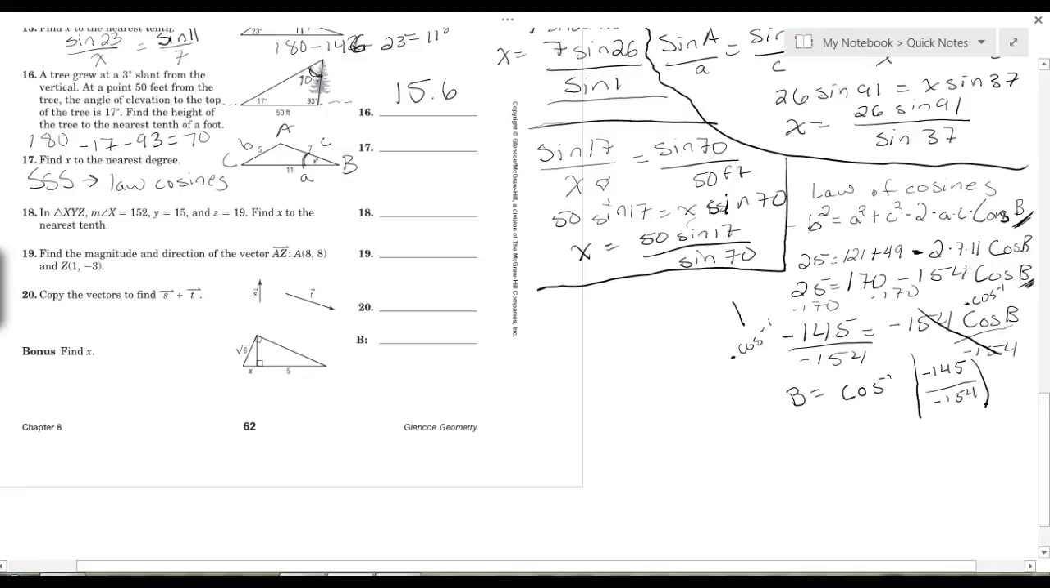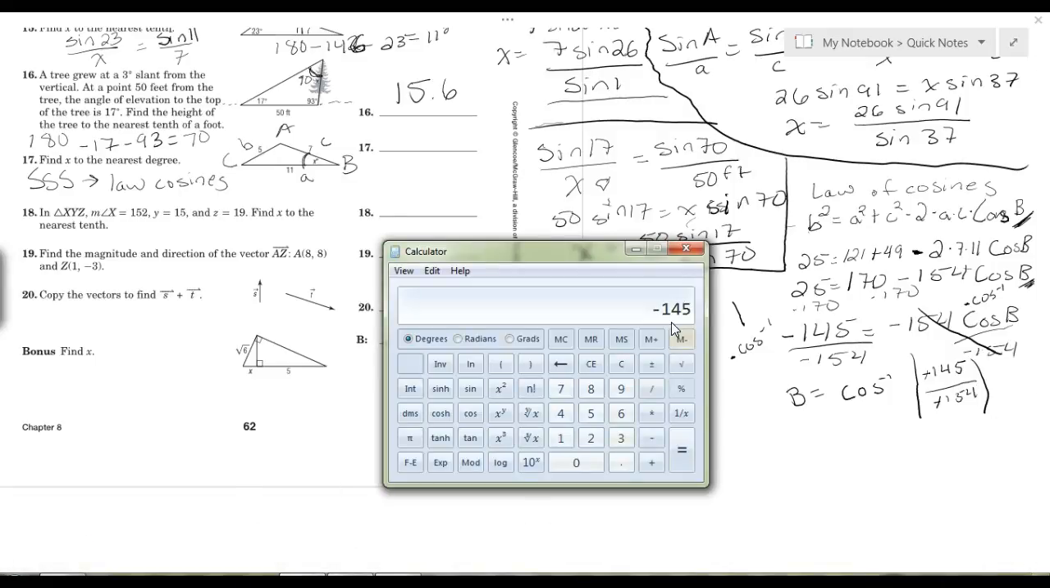I'll just put that into my calculator. I'm going to go ahead and cross out my negative signs because I know they're going to cancel out. So in my calculator, I have 145 divided by 154 equals, and then I'm going to do the inverse cosine. So I get 19.68. It asks me to round to the nearest degree, so that's going to round to 20 degrees.